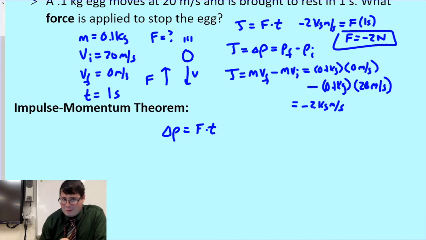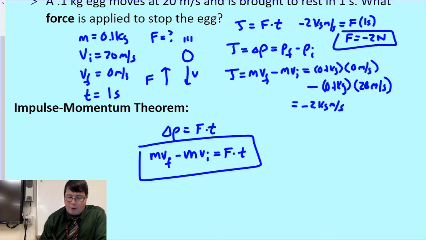Now plugging in for delta P, we know that delta P is really mvf minus mvi, right? So delta P is my final momentum minus the initial momentum, and that's going to equal the force times the time. This right here is my impulse momentum theorem, a very useful equation. Anytime you're dealing with an object that's changing its momentum due to a force or over a time, you can use the impulse momentum theorem to determine the unknown variable.